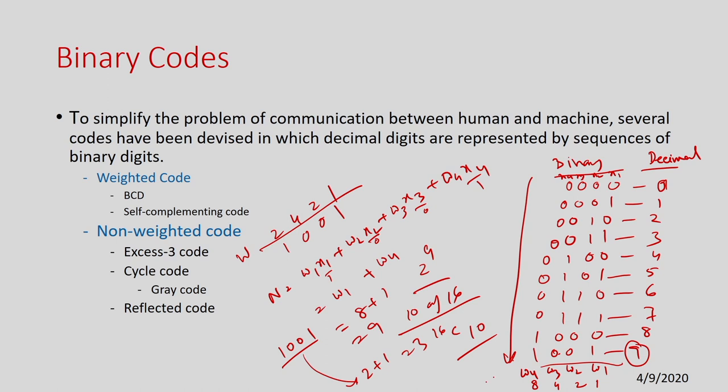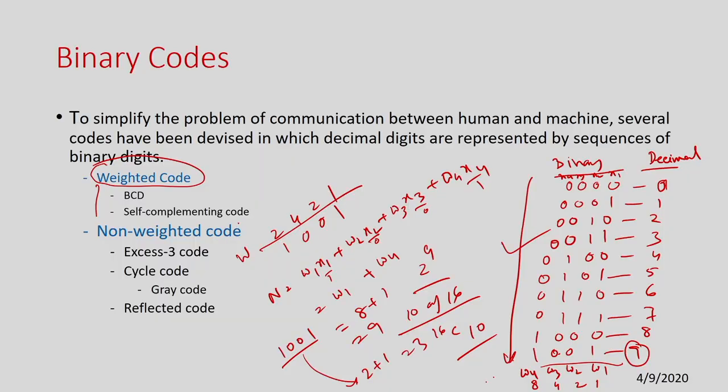So, these weights have been considered with specific significance that we will discuss. Based on these weights, I can classify some set of codes as weighted code. We will talk about three such codes. One is BCD, binary coded decimal, which is nothing but the binary numbers; I code the decimal number in binary. And there are two more weighted codes I will discuss in today's class, which is self complementing code, that I will discuss.